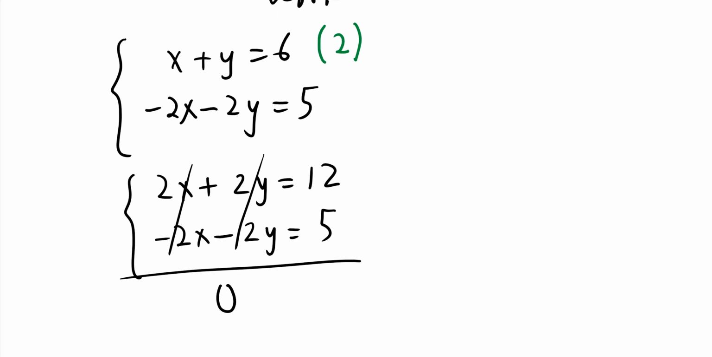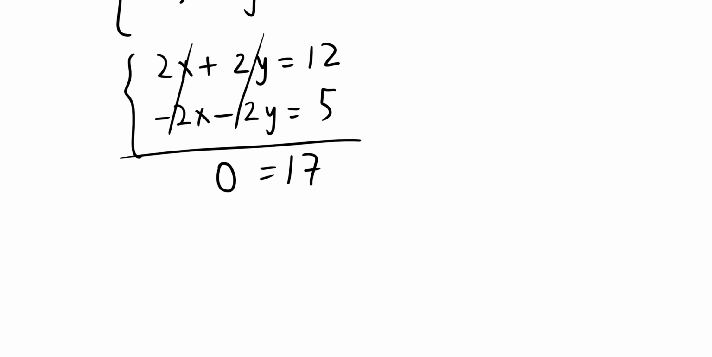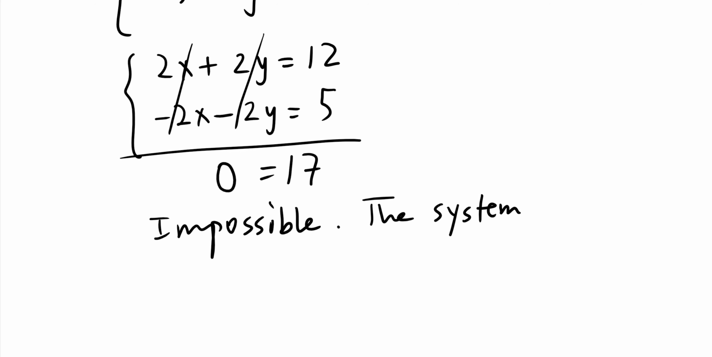Cancel, cancel. So 0 equals 17. If you got 0 equals 17, this is one of those special cases where we say this is impossible. It's impossible for 0 to equal 17. It doesn't mean you did something wrong. There's nothing wrong with this. It's just impossible, and the system has no solution.